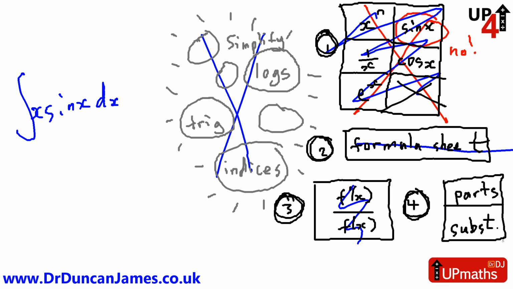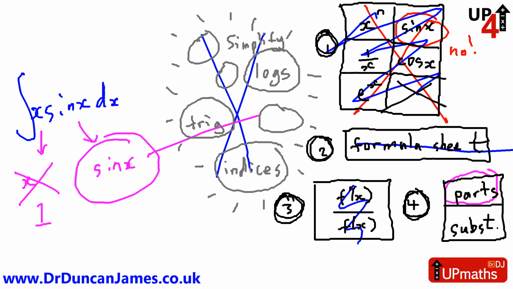My gut feeling, the way I would do this, I'd go, well, there's nothing inside. So is it parts? Well, if it was parts, I'd split it up into two things, so an x and a sine x. Can I make one of them disappear? Yes, I could. I could differentiate x to make it disappear, because it would just become 1. In which case, can I integrate sine x? Yes, I can. It's a type 1, which I've scribbled out. Anyway, that would work. So I'd do parts, and then it should work okay.